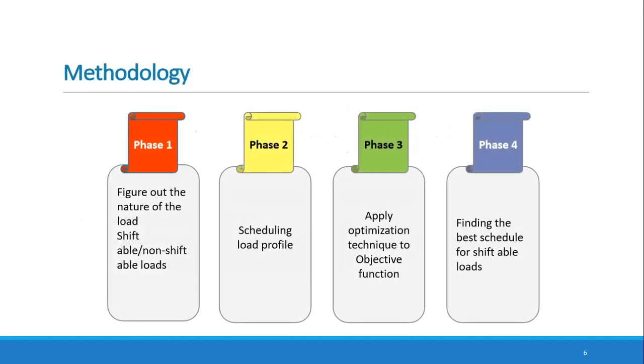So what is going to be the methodology? In the first phase, we will find out what the types of loads are, whether they are shiftable, non-shiftable, or partially shiftable. Then we will go to phase 2, in which we will schedule the load profile according to our customer, how and when they want to consume energy for those loads. In the third phase, we will apply our objective function with the specific optimization technique, and then we will find another schedule which will be the optimal one, better than the first one that we got from our consumers.